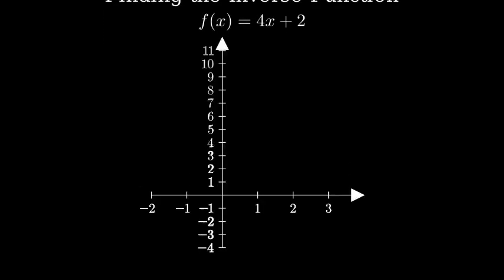Here's our coordinate plane. And here's the graph of f of x equals 4x plus 2. It's a straight line with a slope of 4 and y-intercept of 2.